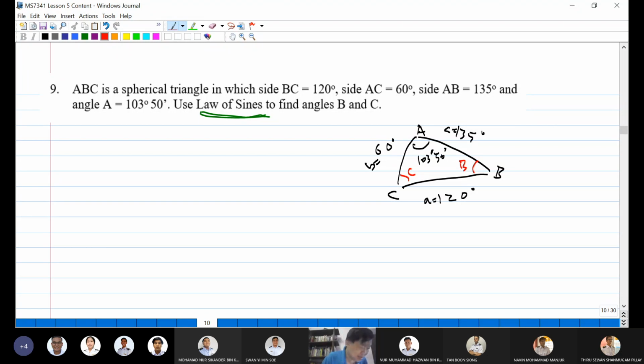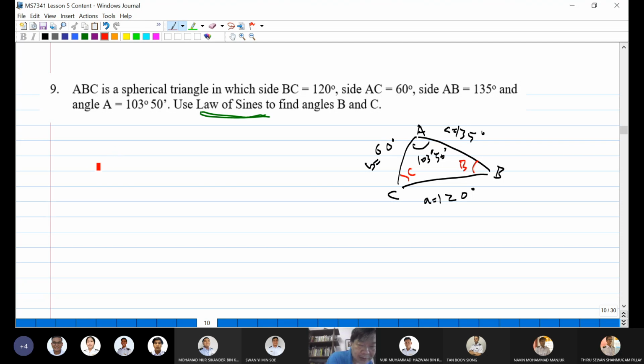So in the SM or MST, if you need to use Napier's rule, I'll tell you. If the question says use Napier's rule, then you know that Napier's rule must use a 90-degree angle, so I will divide the triangle for you, so you don't need to worry. So this one is a sine rule. Use a sine rule here. You have three sides here, so quite easy.